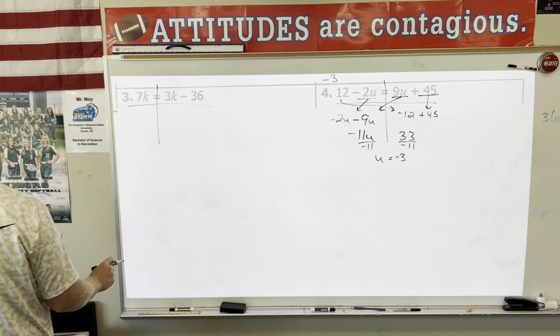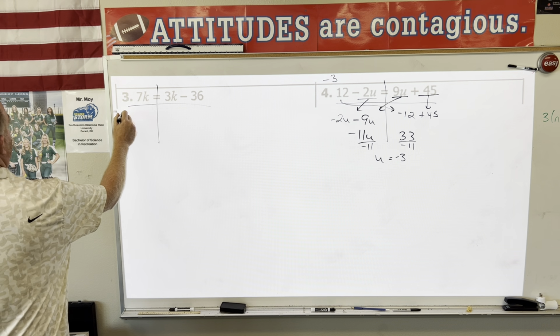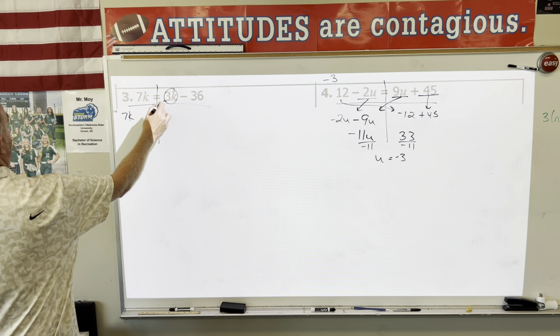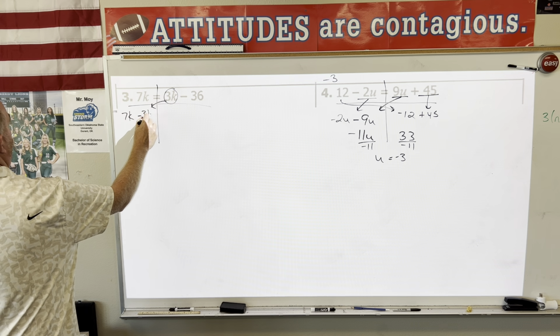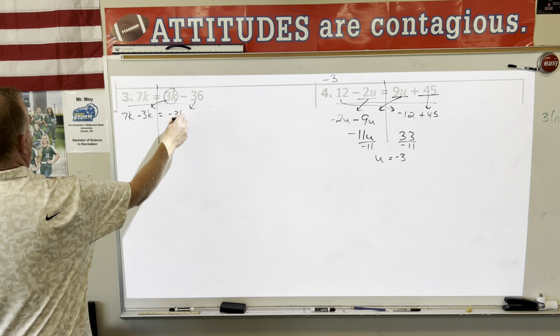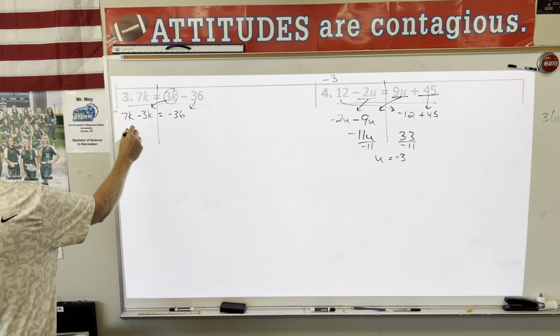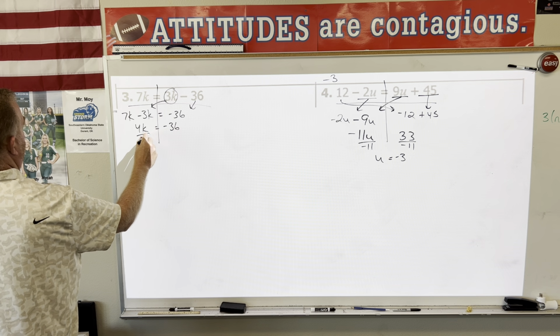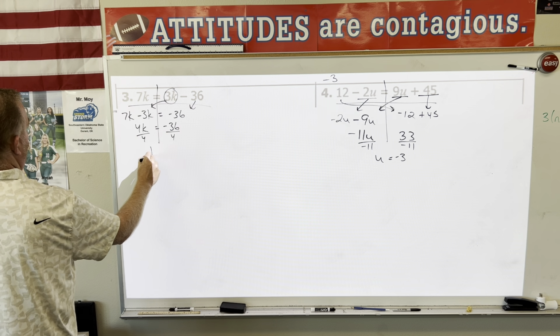7K, left side, right side. Left side, 7K. Boom. 3K, left side, right side. Left side, move it. It becomes a negative. Negative 36 just drops down, right? Easy stuff now. What's 7 minus 3? 4K, good. Negative 36. We divide by 4, K equals negative 9.